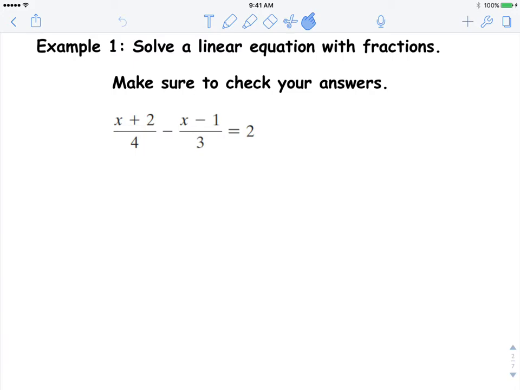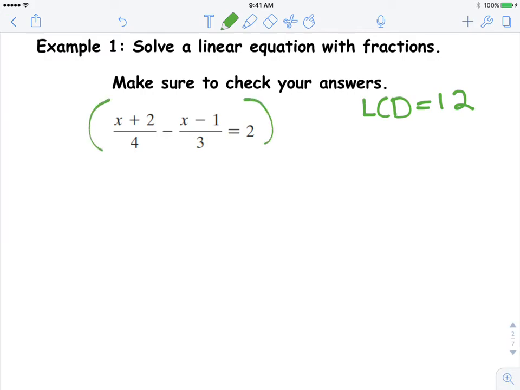All right, this is on solving linear equations with fractions. So we do need to make sure when we do these problems that we verify that our solutions work. So in this first example, we have a fraction of x plus 2 over 4 and then x minus 1 over 3. So what you would want to do is multiply all of the terms by the LCD.